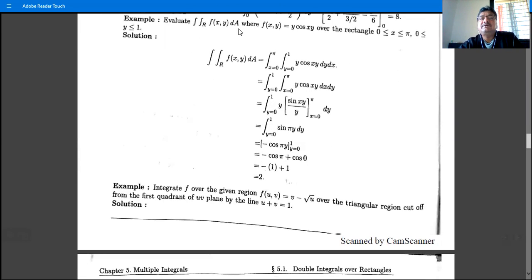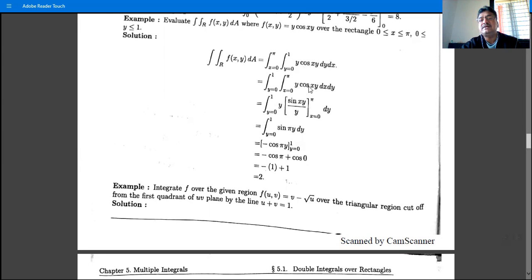Double integration over R, f(x,y) dA, f(x,y) is this, and x runs from 0 to pi, y runs from 0 to 1. So the limits are constant, so we can integrate with respect to y first or with respect to x first. Here integration with respect to x first is better, because if you integrate with respect to y first, then y and cos xy both are functions of y, and now we have to use the by parts rule. But if you integrate with respect to x first, then y becomes constant, just integrate cos xy.